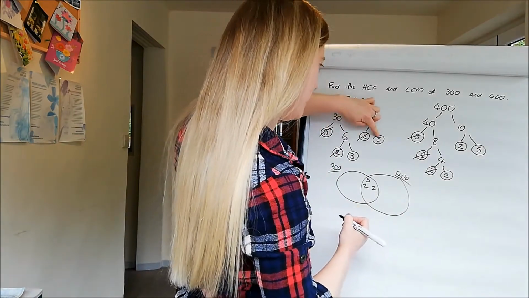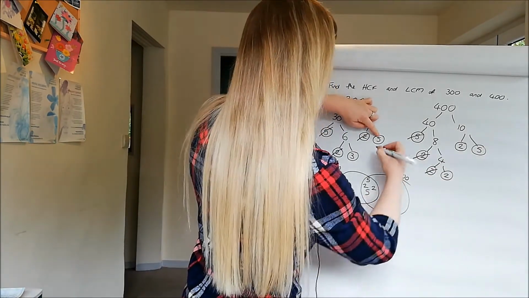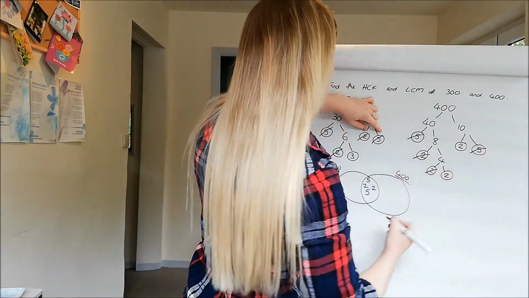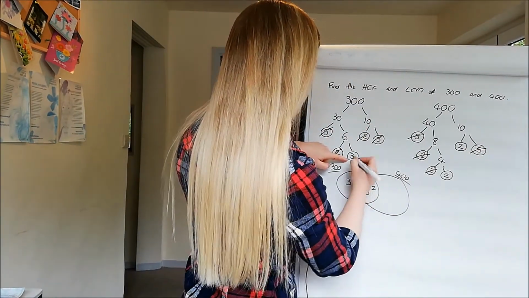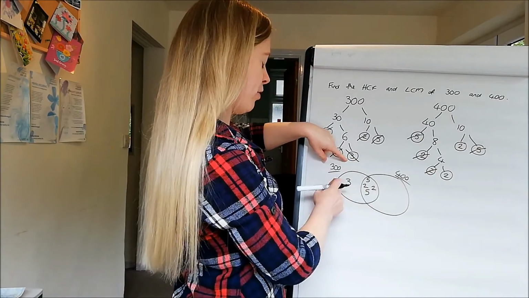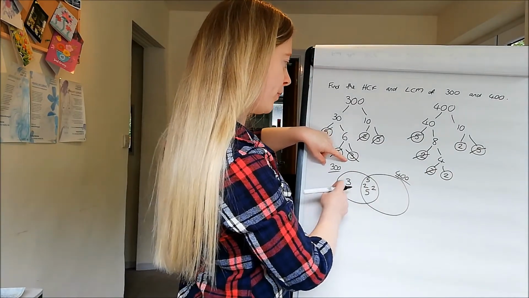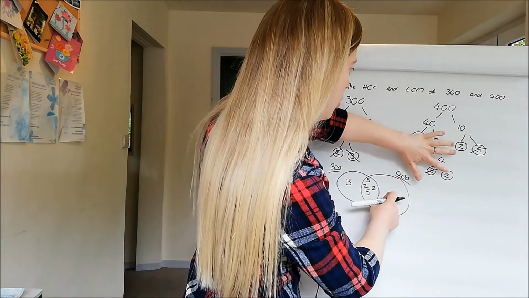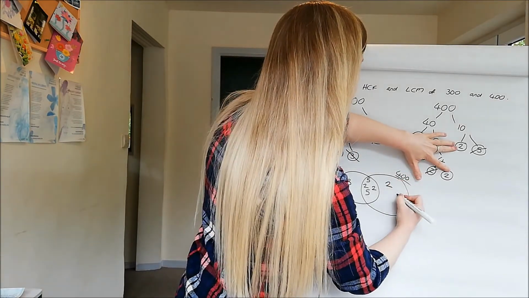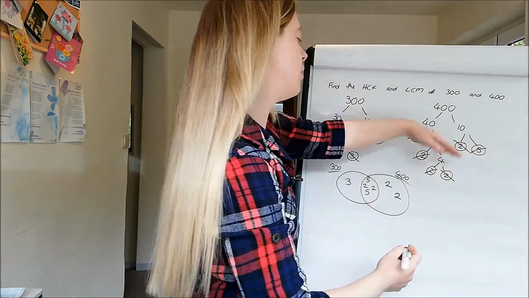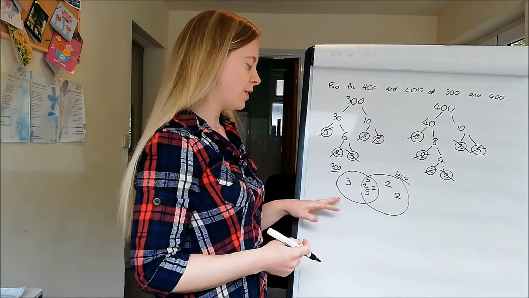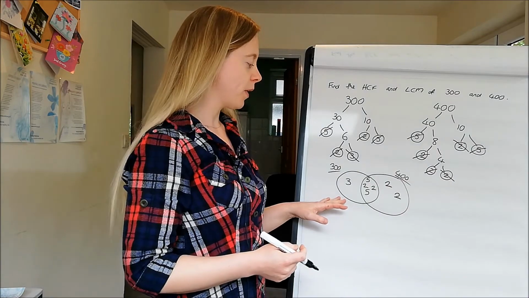They both have a second 5, so I'll put that in the middle and cross it off. Then 300 has a 3. That 400 doesn't have, so I'll put that on 300's side and cross it off. 400 has 2 extra 2s that 300 didn't have, so I'll put those on 400's side and cross them off. So that's what my Venn diagram looks like.